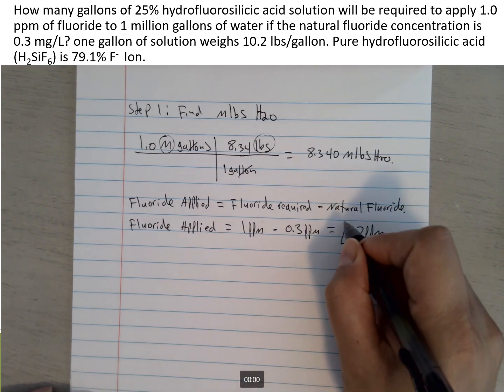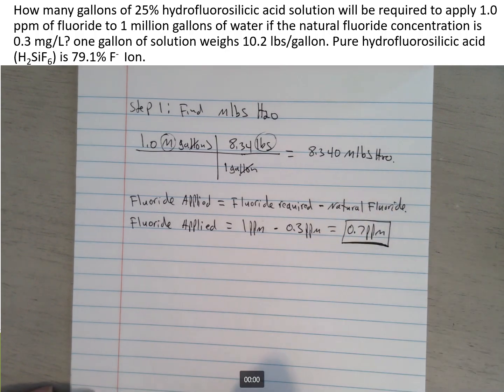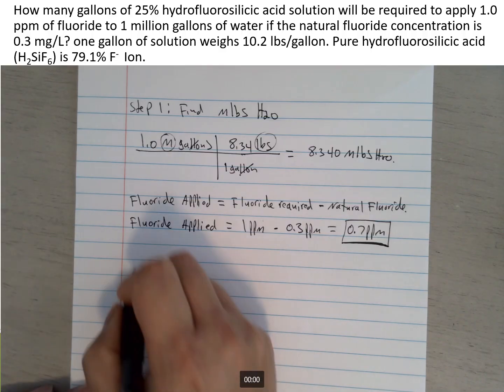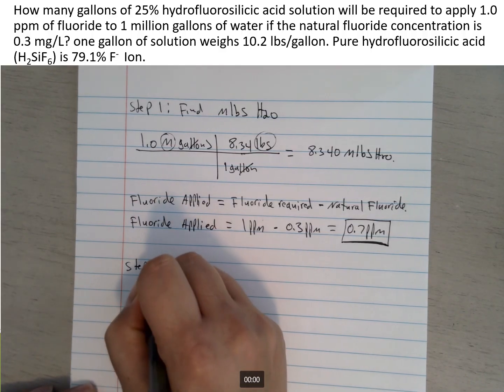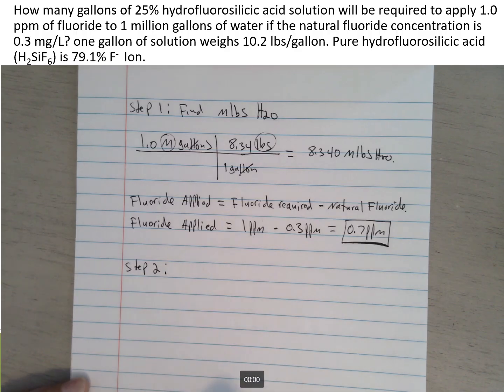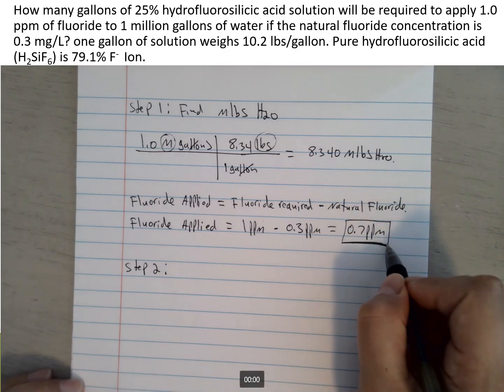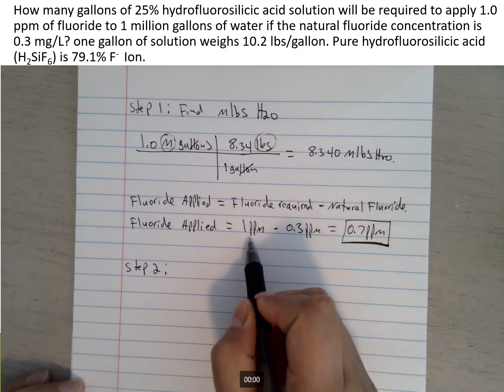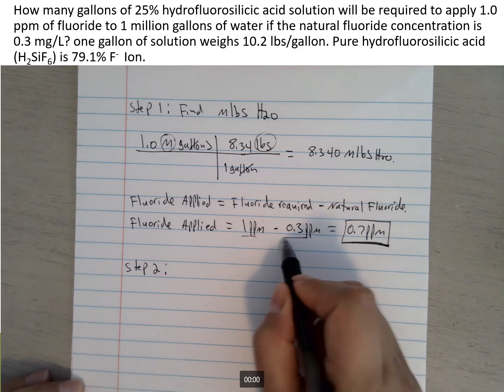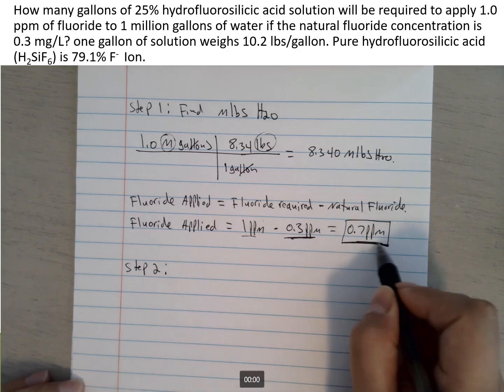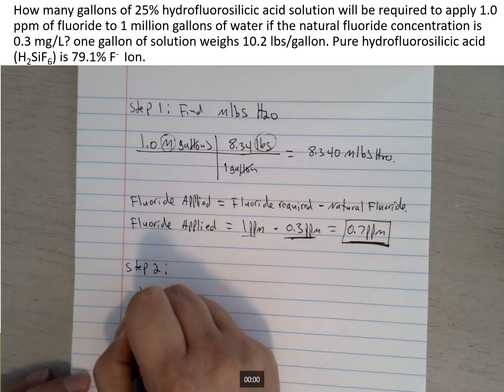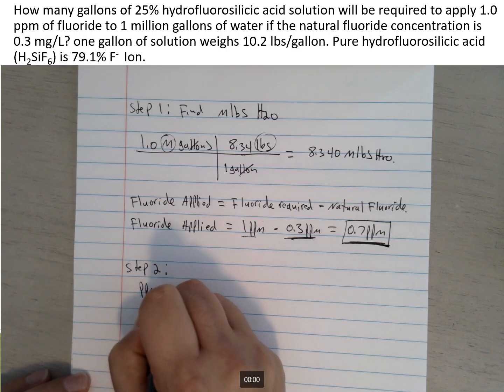So once we've determined that, we need to apply 0.7 and go into step 2. We want to solve for the pounds of pure fluoride ion required to achieve that 0.7. Again, not the 1, because there is already natural fluoride in the water. 0.7 is what we use. So step 2, let's write down our part per million equations.